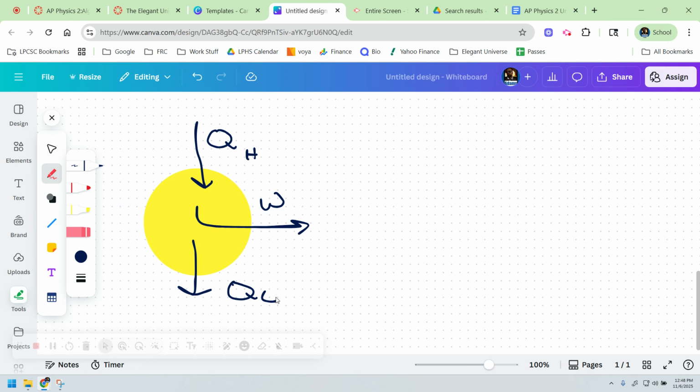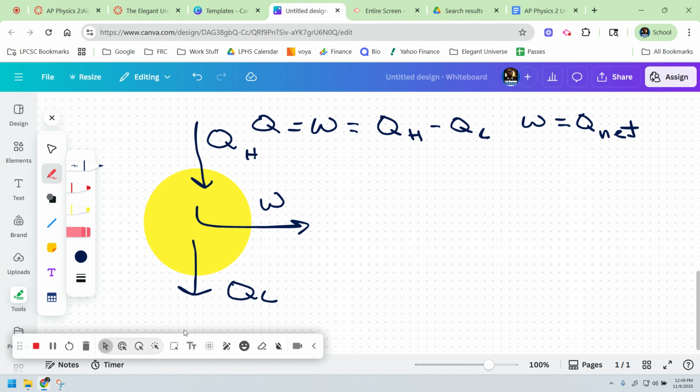And the work is the difference of the two, so remember that work is equal to QH minus QC, or work is equal to Q net, right? Because this whole thing equals Q net. All right, so the total net heat.